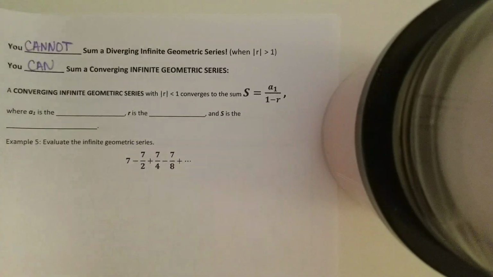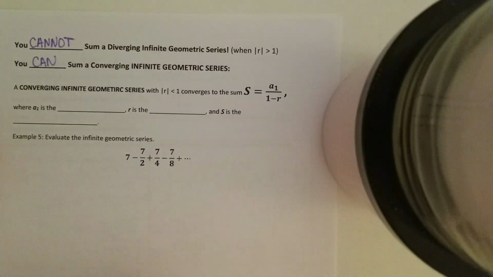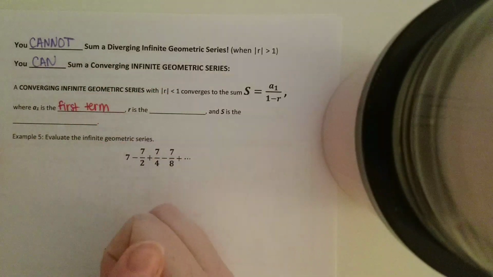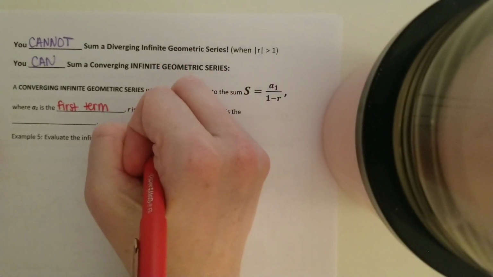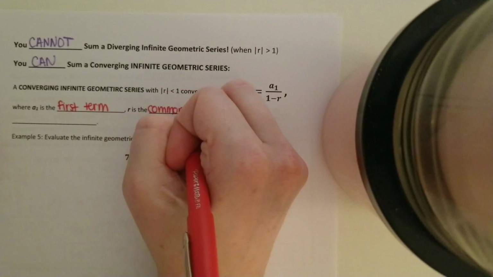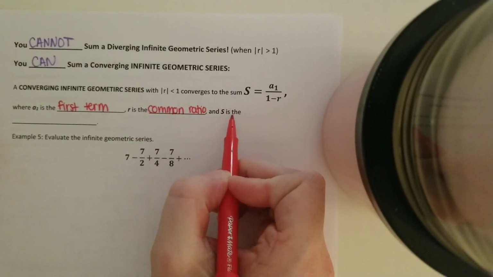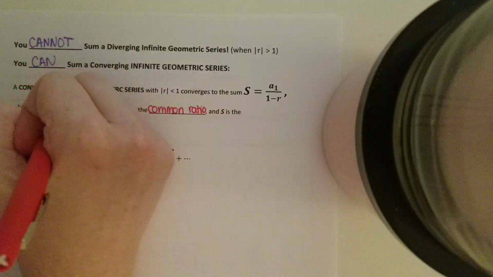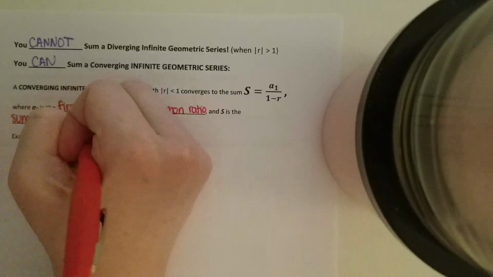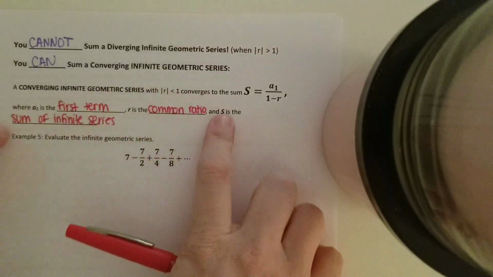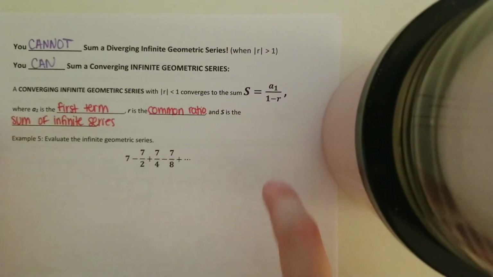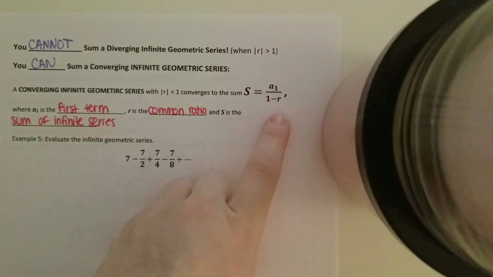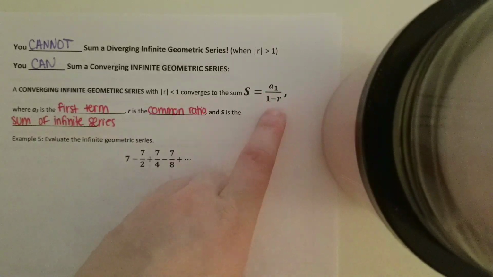So in this case, A1 is always the first term. R stands for the common ratio. And S is the sum of the infinite series. So the S stands for just the sum if we were to continue this on forever and ever. So we're looking at this. We got to identify two numbers. We got to identify our A1 and our R.